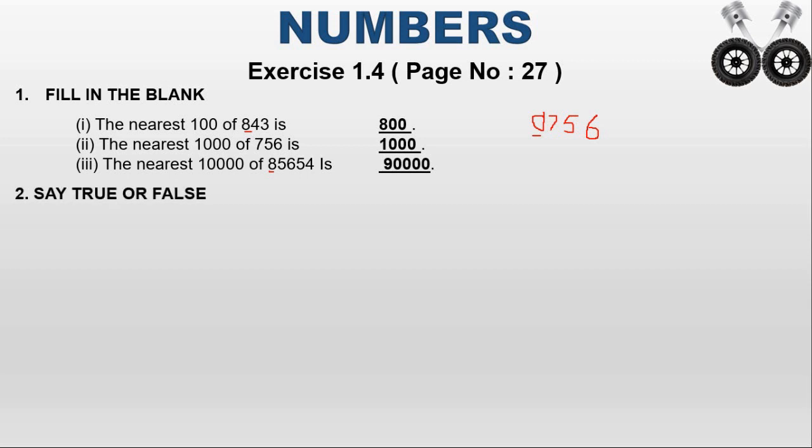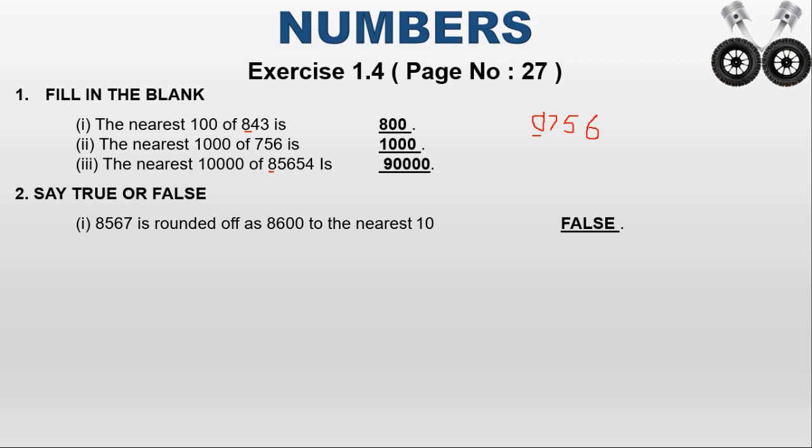Okay, next one is say true or false. 8567 is rounded off as 8600 to the nearest 10. So what is the problem given here? They have given 8567. When rounded to the nearest 10, the answer is 8600. We have to check whether it is true or false.